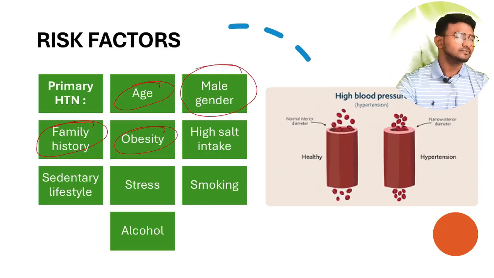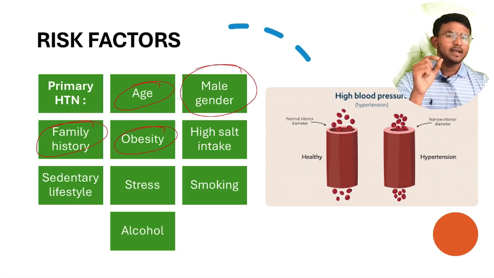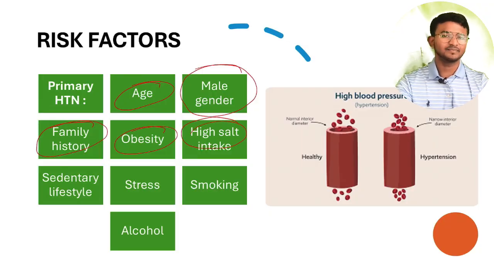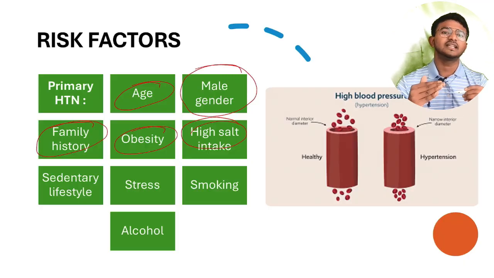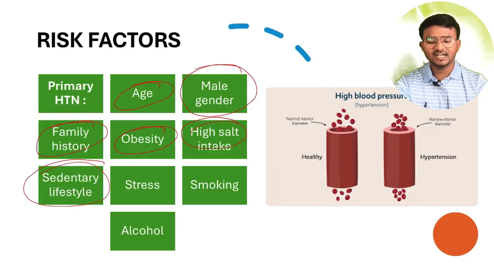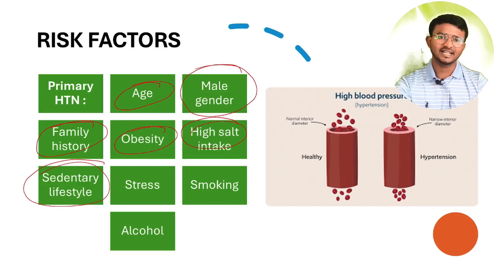Next one, obesity. How does obesity cause hypertension? In obesity cases, the body mass index will increase, so fat will increase, and the fat will compress the blood vessels. Because of this, the blood vessels become narrow and it will cause hypertension. Next one, high salt intake. Whenever we take more salt, the salt increases the amount of fluid in our blood vessels. So the increased fluid causes volume overload and it will cause hypertension. Next one, sedentary lifestyle, no exercise, always sitting because of their job. This sedentary lifestyle will also cause obesity and it can cause hypertension.